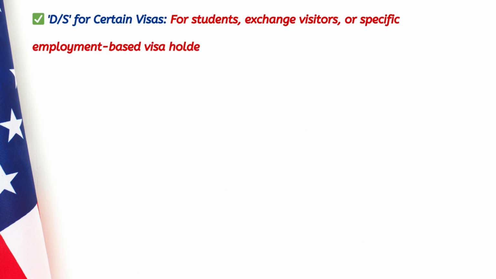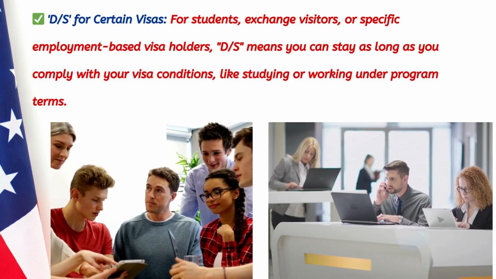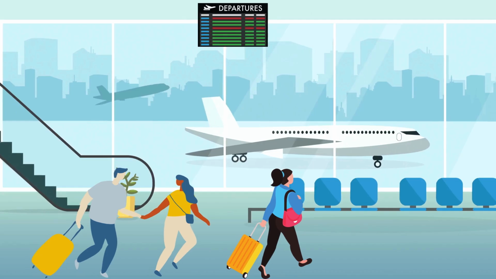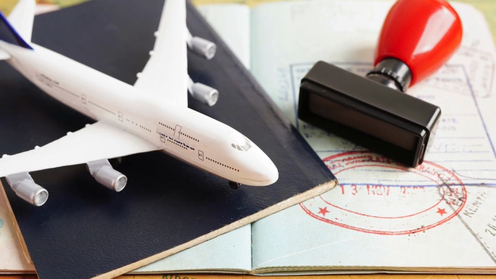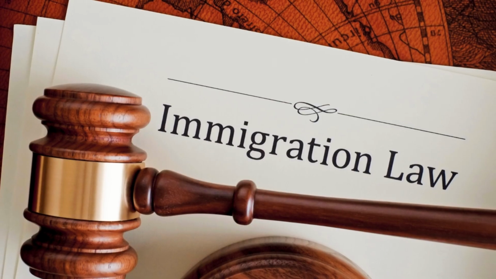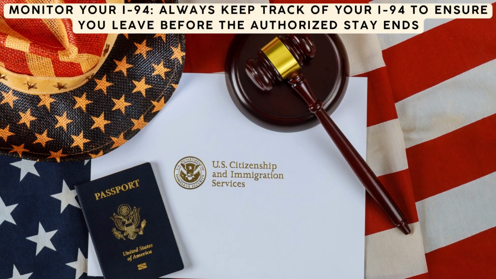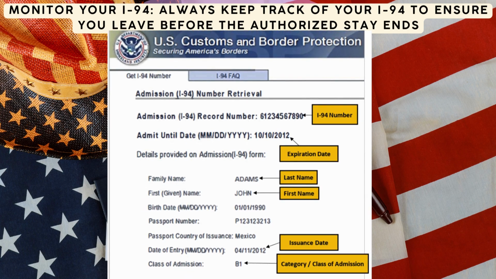For students, exchange visitors, or certain employment-based visa holders, duration of status means that you can stay as long as you maintain the conditions of your visa, for example, studying or working within the program's terms. If a specific date is listed on your I-94, then that's the deadline you have to leave the United States. Overstaying this date can lead to serious consequences even if your visa is still valid for entry. So the key takeaway is your I-94 controls how long you can stay and not your visa.